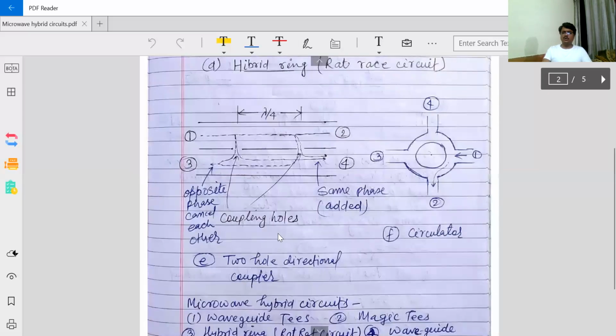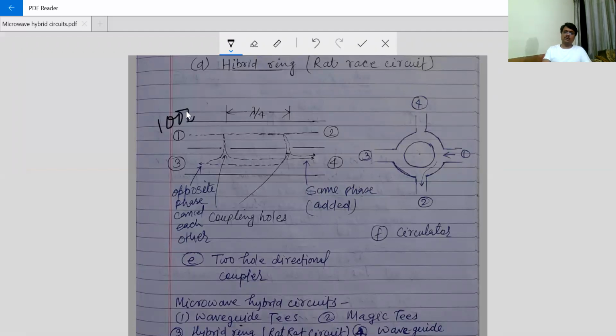So what is the application of this two hole directional coupler? Microwave powers are very large, in kilowatts, in megawatts. Any device is not available to measure power at kilowatt or megawatt levels. This is the reason we are using this technique. Let us suppose 1 kilowatt, 1000 watt, of power is given from port 1, and 99% of the power is coming here. So 990 watt will come to this port, and 10 watt will come to this one. And now we can measure that.